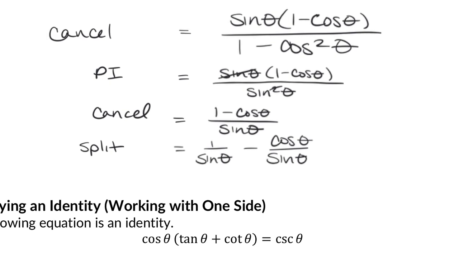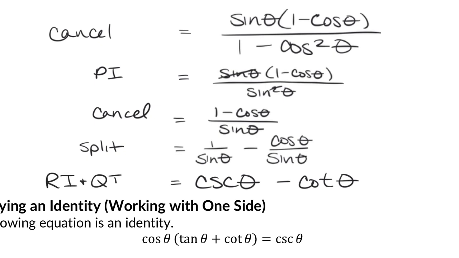We are one step away. I have two pieces. What is the other definition for 1 over sine? Cosecant. What is the other definition for cosine over sine? And that was the goal we had. So we're going to do the reciprocal identity and the quotient identity to end at the same expression that we had on the left side, on the less complicated side.